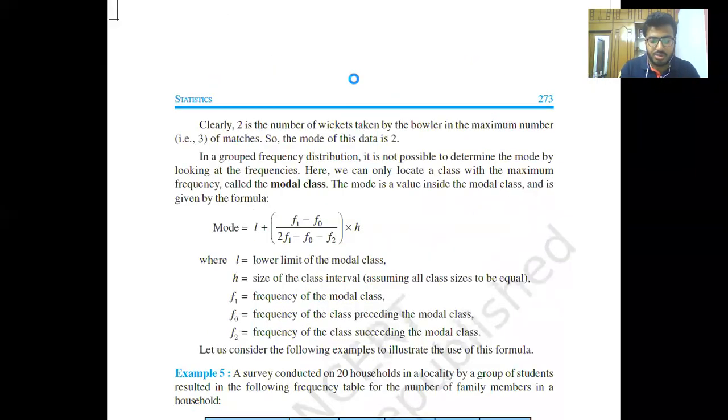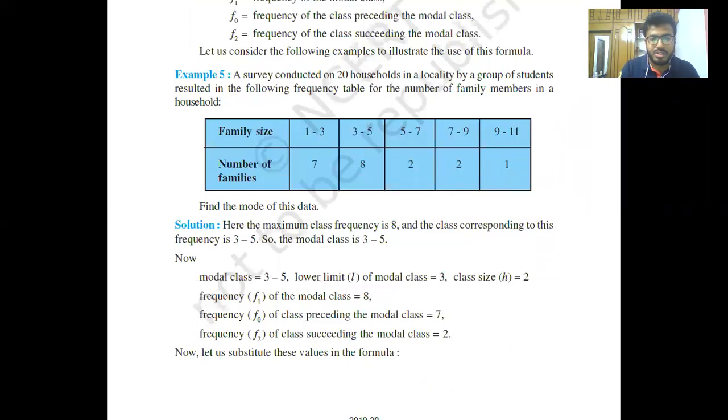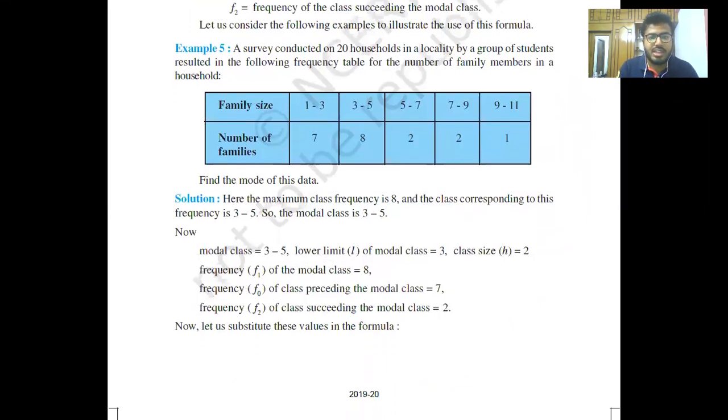Okay, now going into the question. Now look here, as we discussed. Maximum class frequency is 8. The class corresponding to this frequency is 3 to 5. So the model class is 3 to 5. So L, lower limit of the model class is equal to 3. Class size H is equal to 2. Class size is 2, 5 minus 3 or 3 minus 1, it is 2. F1, frequency of the model class, is equal to 8. Okay, F0 यानी कितना होएगा 7 और F2 कितना होएगा 2. So then they have written this thing.